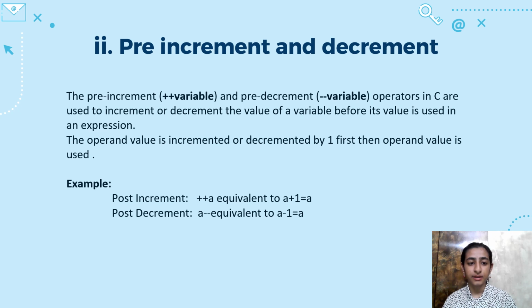Pre-increment and decrement. These operators in C are used to increment or decrement the value of a variable before its value is used in an expression. The operand value is incremented or decremented by 1 first, then the operand value is used. Example, pre-increment ++a is equivalent to a = a + 1. Pre-decrement --a is equivalent to a = a - 1.